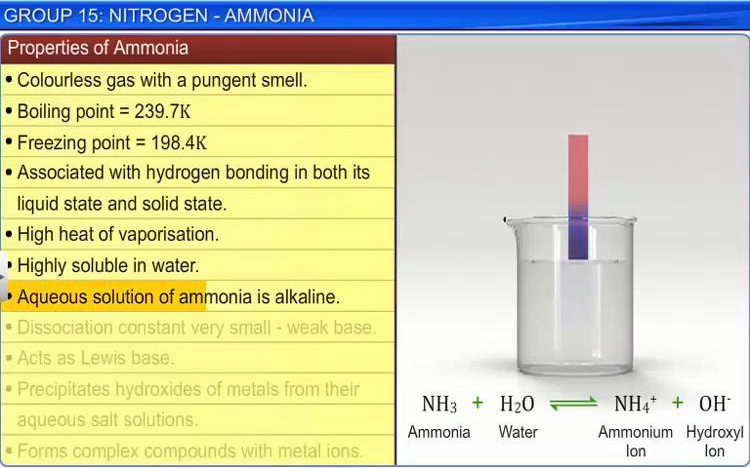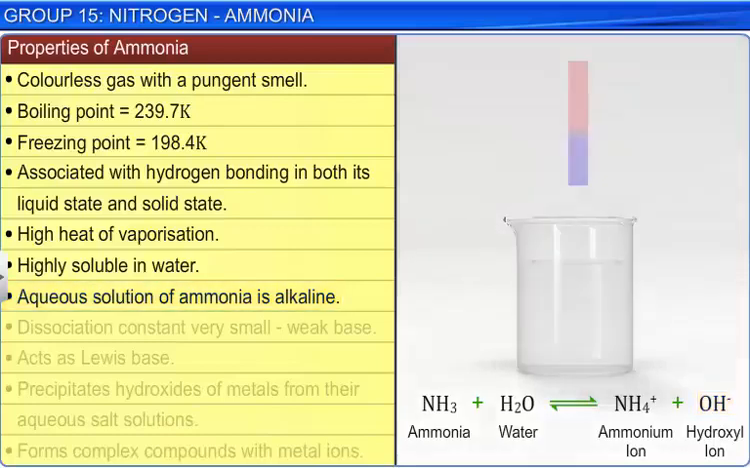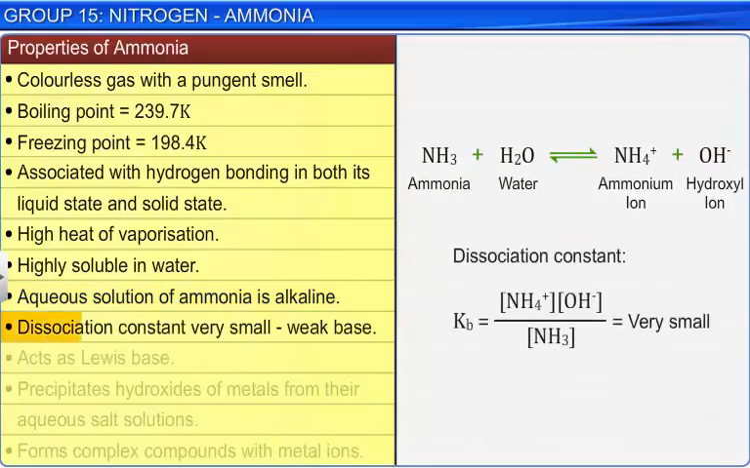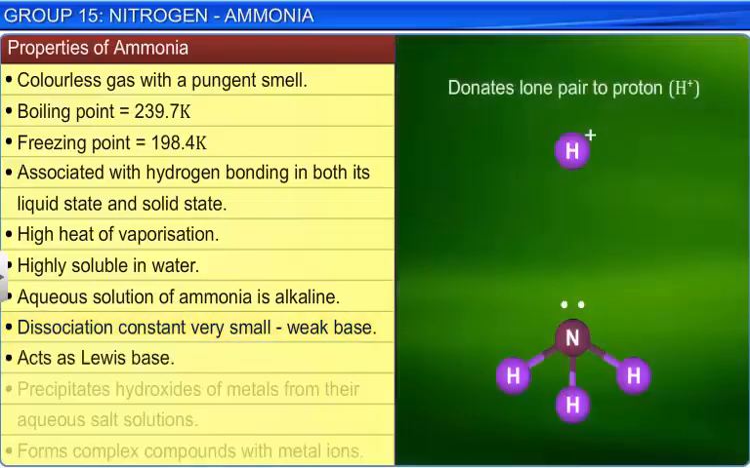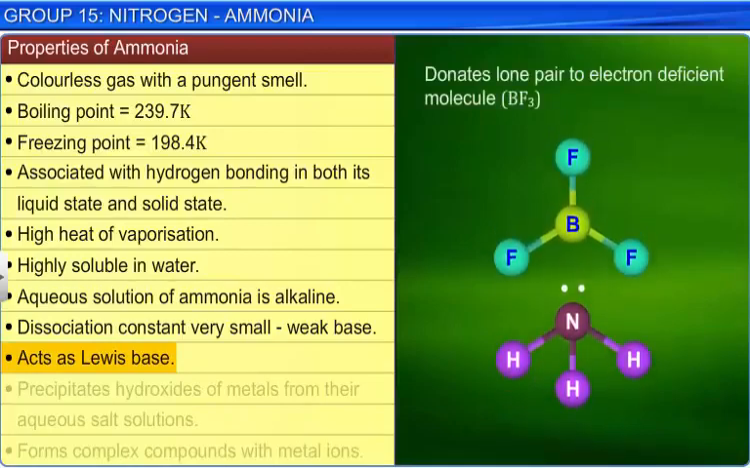The aqueous solution of ammonia is alkaline because it produces hydroxyl ions. Its ionization in water is represented here. However, the dissociation constant of ammonia, Kb, being very small, it is a weak base. You know that ammonia acts as a Lewis base as it has a tendency to donate its lone pair of electrons to a proton or other electron-deficient molecules.